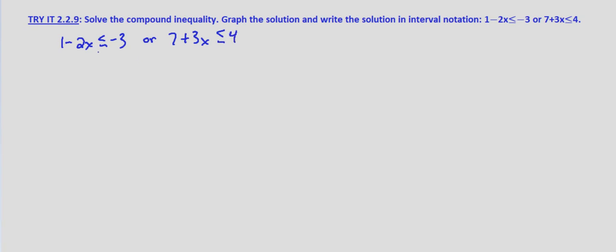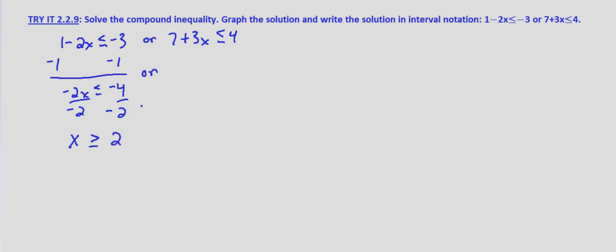So we'll follow the same process that we did before. We'll subtract 1 from both sides on the left-hand side of the compound inequality, and we're left with negative 2x is less than or equal to negative 4. Divide both sides by negative 2, and remember we have to be careful to reverse the direction of the inequality because we divided both sides by a negative value. So we're left with x on the left-hand side is greater than or equal to 2.